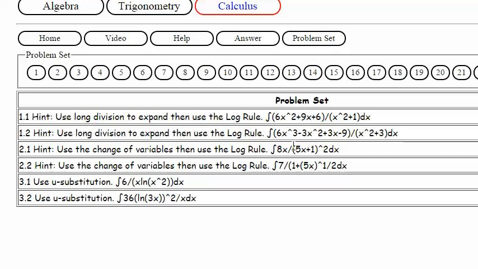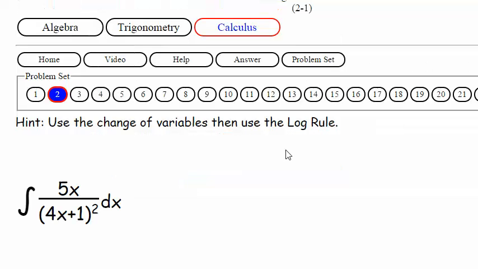We're doing natural logarithmic functions, 2.1, I believe. Yep. Alright, so this one's not as bad as the last one. It says use change of variables, then use the log rule. In other words, we're going to be doing u substitution and then the log rule. Have I been mentioning the log rule? It's not the log roll, it's the log rule. 5x over (4x plus 1) quantity squared dx.